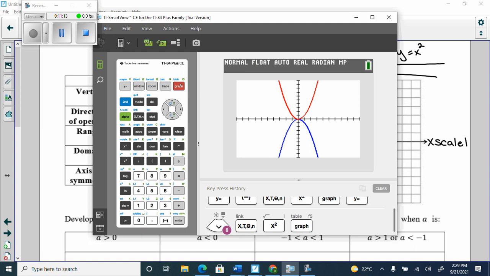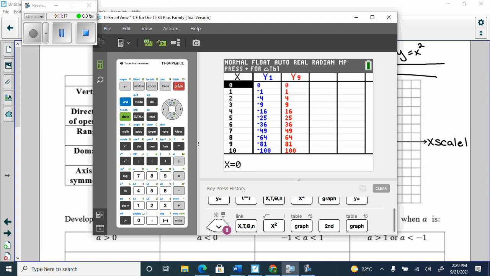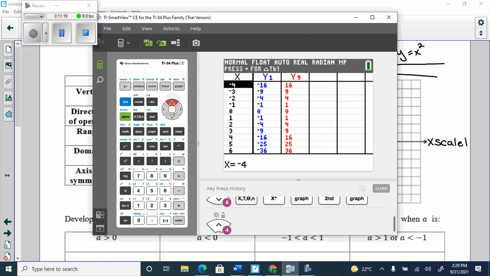Okay? How do I get my table of values? I go second, graph. There's our table of values. So I'm going to put in 0, 0, negative 1, negative 1, negative 2, negative 4, negative 3, negative 9. And look, if you look, this is the x squared one. It's just these ones negated. Do you see that? All my y's just get negated because it causes it to reflect down.